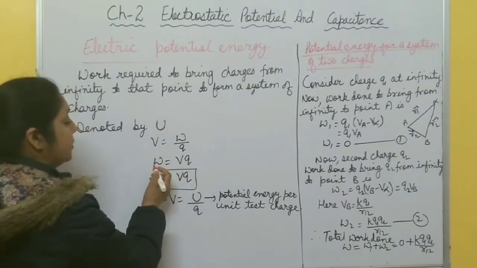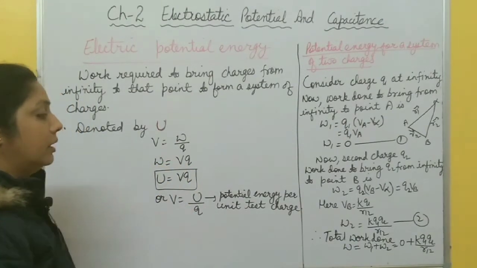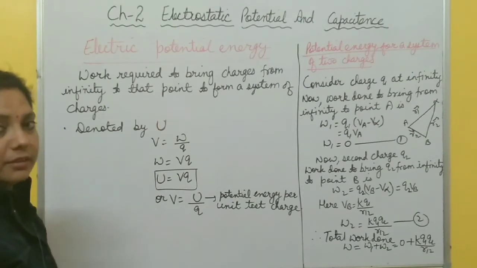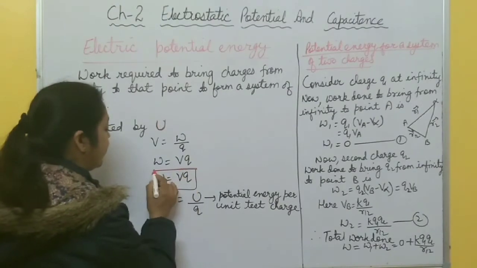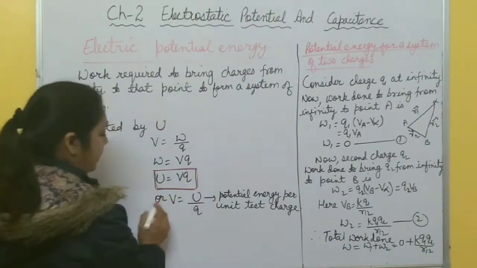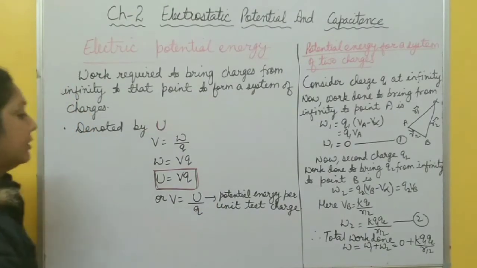So this W becomes VQ, and this work is stored as potential energy in the system, right? And this potential energy U equals V into Q. And you can also write V equals U by Q, potential energy per unit test charge.